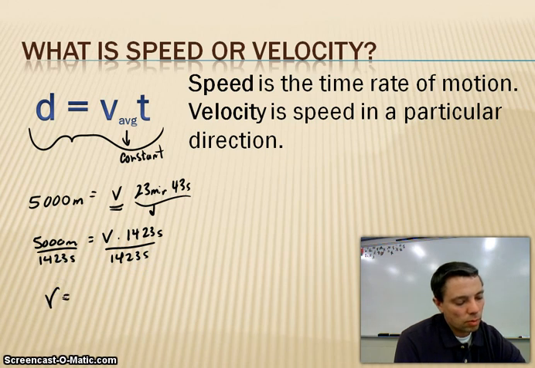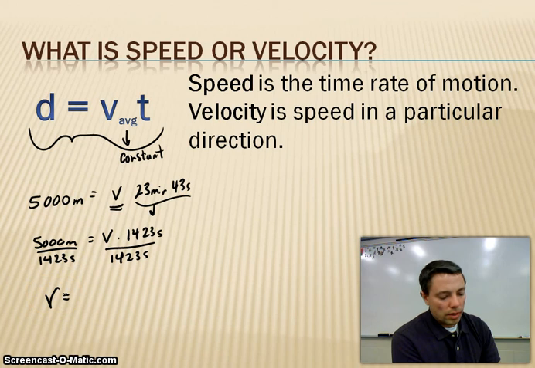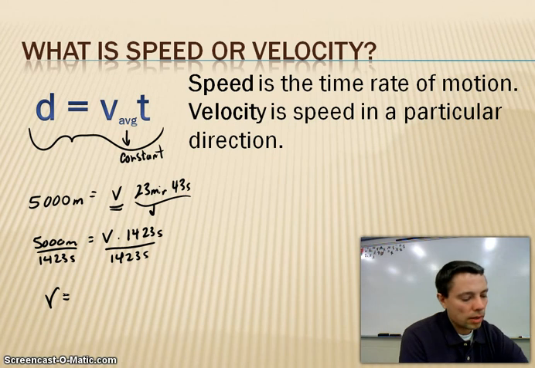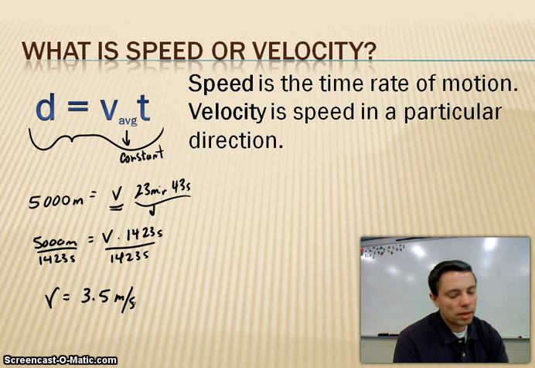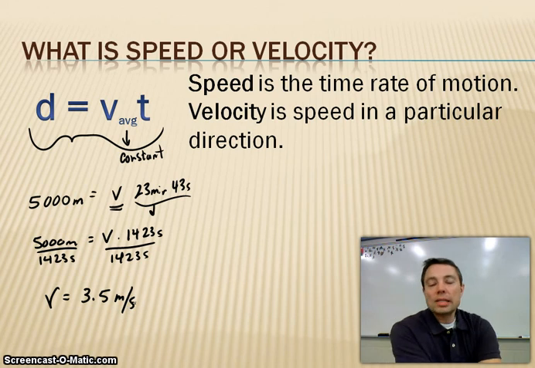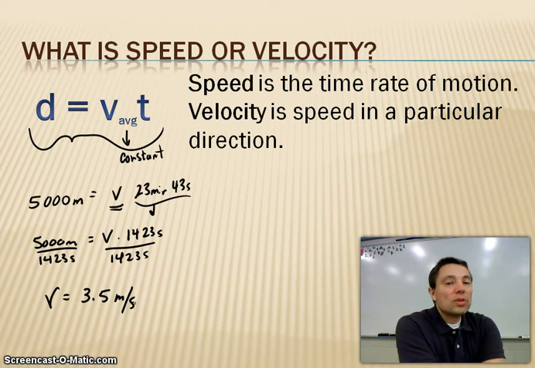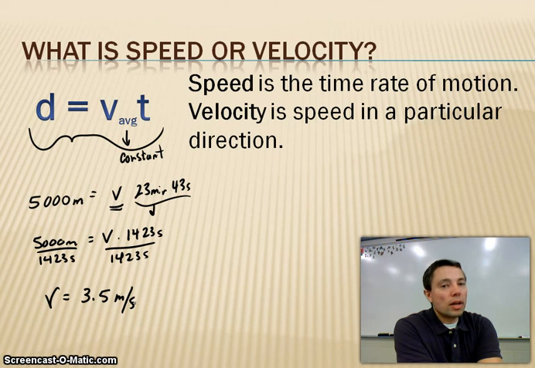So now I can find out what my V is. If I take 5,000 divided by 1423, I find that I had an average of 3.5 meters per second. Okay? Now again, that's an average. Doesn't mean that I wasn't running faster than that or slower than that at some point in time.